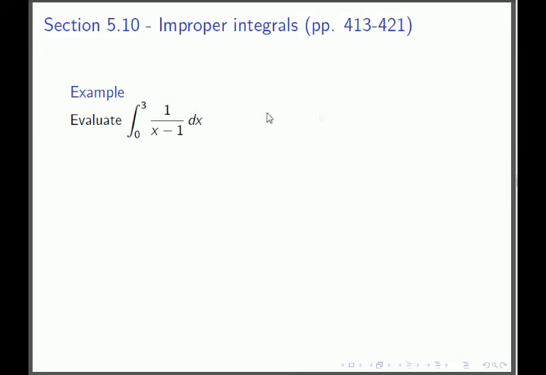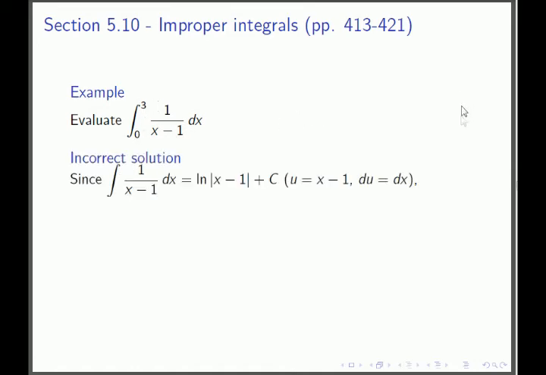Suppose we tried to compute this integral. Well, it looks like a non-threatening integral, right? It's just 1 over x minus 1, whose antiderivative we can find, and it's integrating from 0 to 3, so it doesn't look that tricky. However, if we weren't paying attention, we would just find the antiderivative using a substitution, and we would get natural log x minus 1, and then we would evaluate at the endpoints and subtract.